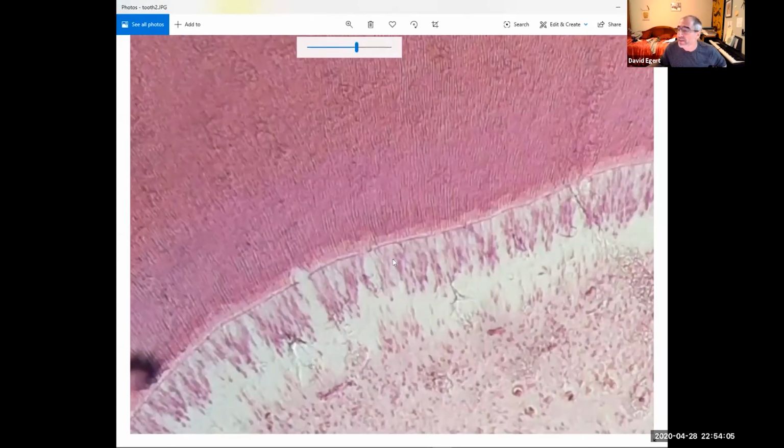So again, you have these cells that are maintaining the tooth matrix, and they have little tubules that are running through the tooth, kind of like the osteons if you were in the bone, but you're in the dentin of the tooth. Dentin is a lot like bone. It's like the bone that makes up your tooth.